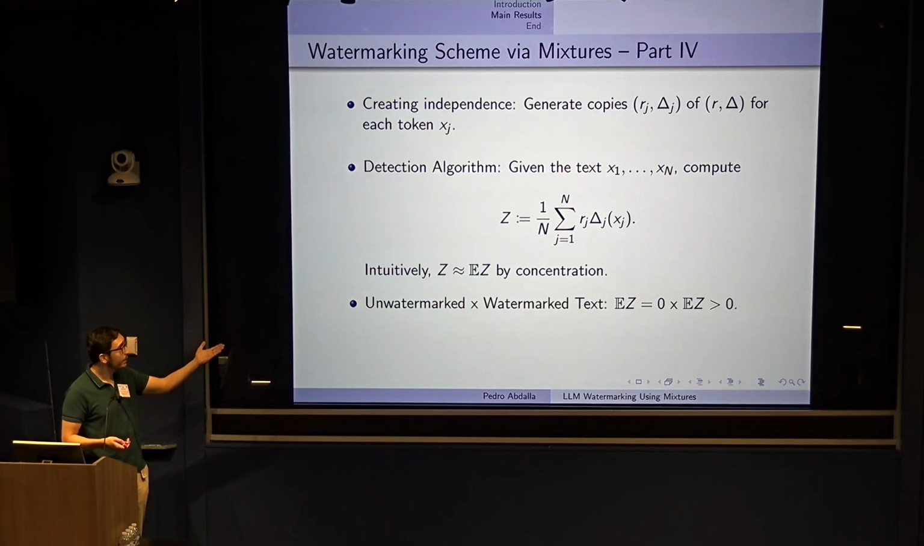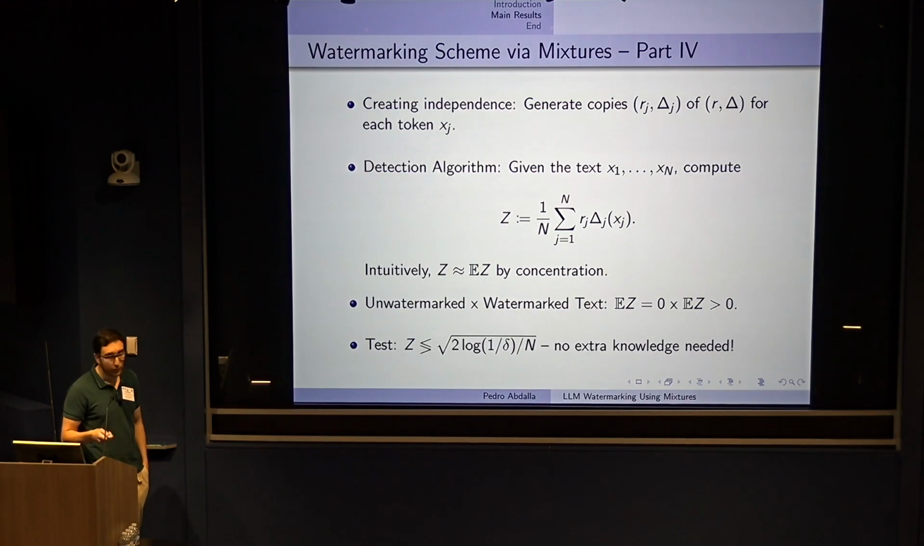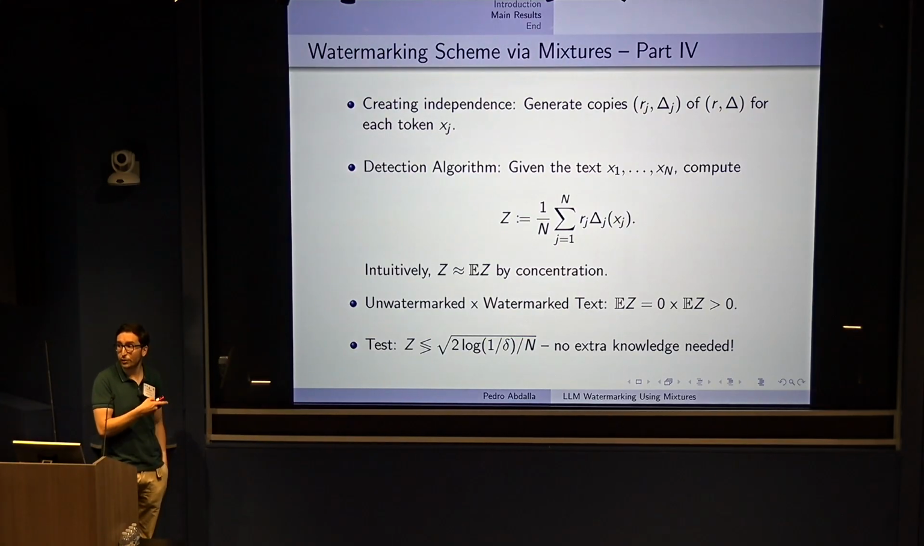And in the watermark text, the expected value of z is bounded away from 0, proportional to 1 minus the most likely token. And z should be close to expectation. So we expect that in the watermark text, z is bounded away from 0. And we have a test statistic that just tests if z is larger than this square root of 2 log 1 over delta divided by n. That's why I need that condition that says that the average of 1 minus the most likely token over each step should beat this deviation by some constant.